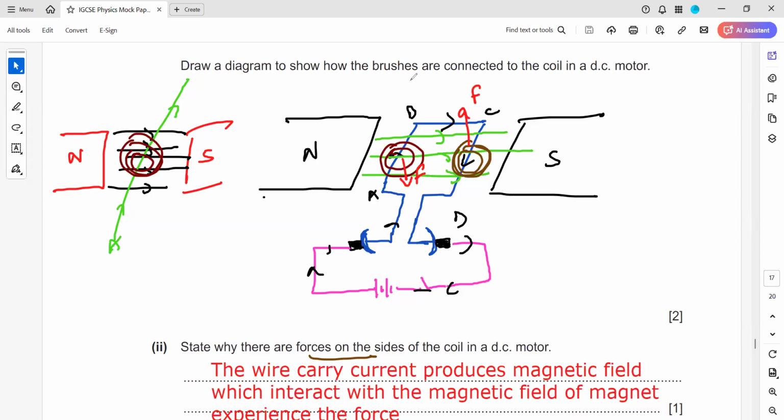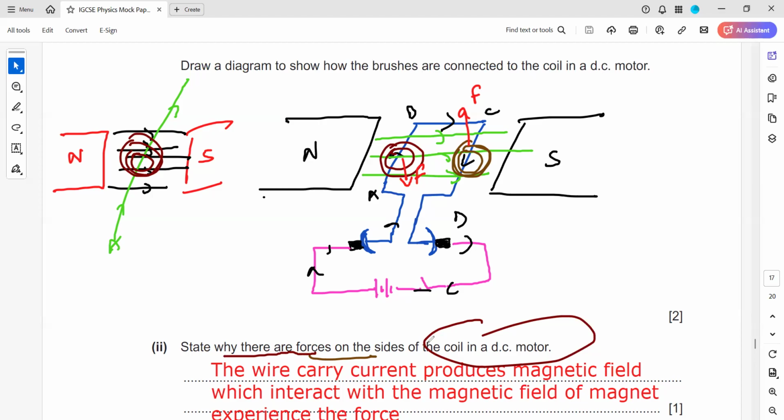Now, the first thing we have to state is why there is a force. It's not about why the force is opposed. The question is why there are forces on the sides of the coil of a DC motor. So what will happen? There are two magnetic fields, like two magnets are there. One is a magnetic field due to a wire which is carrying a current. Another one is a magnetic field due to a magnet which already has its permanent magnetic field.